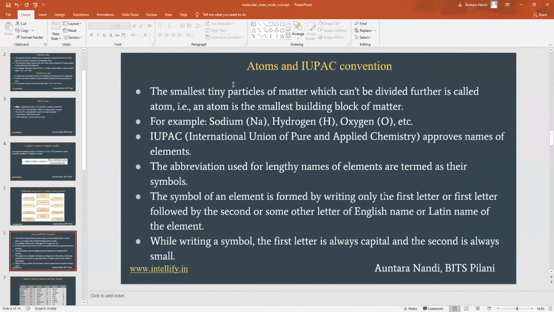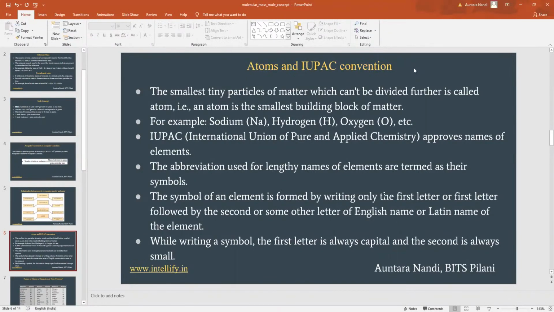Atoms and IUPAC convention. What is an atom? The smallest tiny particle of any matter which further cannot be divided and is indestructible is called an atom. Atoms are also the smallest building blocks of matter. For example, sodium, hydrogen, oxygen, etc. IUPAC, that is the International Union of Pure and Applied Chemistry, approves the names of elements. The abbreviations used for lengthy names of elements are termed as their symbols.